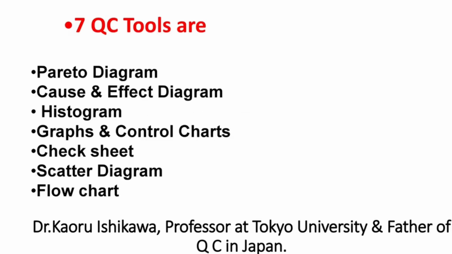Today I am going to explain the 7 QC old tools. What are the 7 QC tools? They are Pareto diagram, cause and effect diagram, histogram, graph and control chart, check sheet, scatter diagram, flow chart. It was developed by Kaoru Ishikawa, professor at Tokyo University, father of QC Japan.